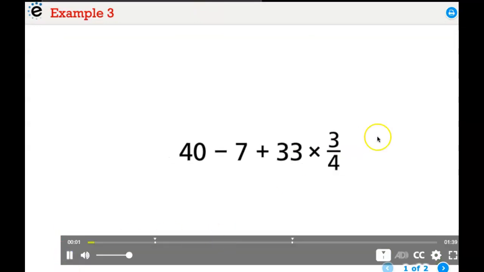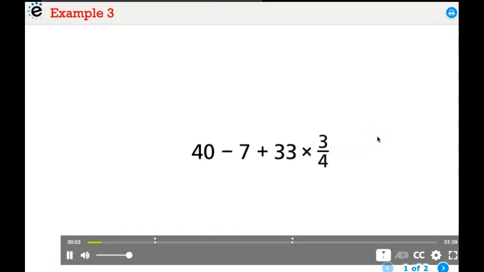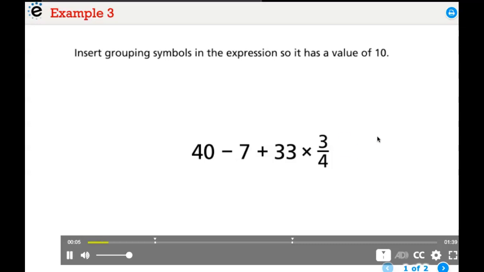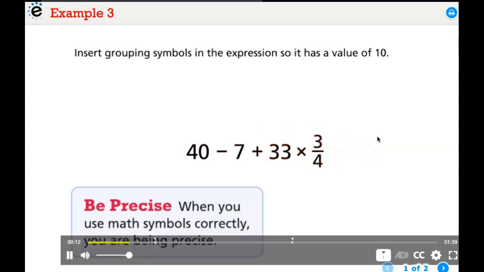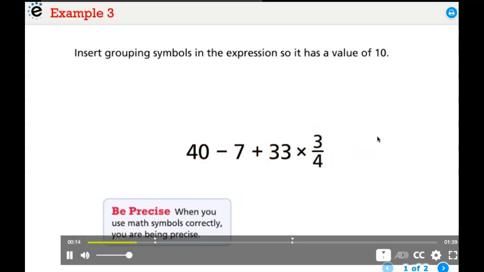Here is an expression. How can you insert grouping symbols in the expression so it has a value of 10? Remember to be precise. When you use math symbols correctly, you are being precise.